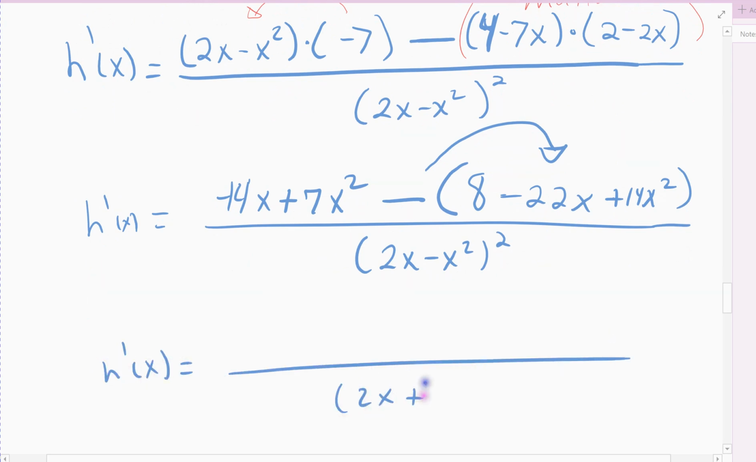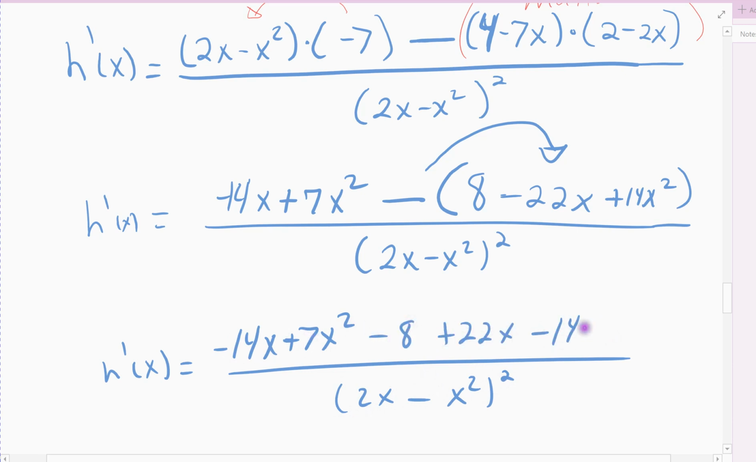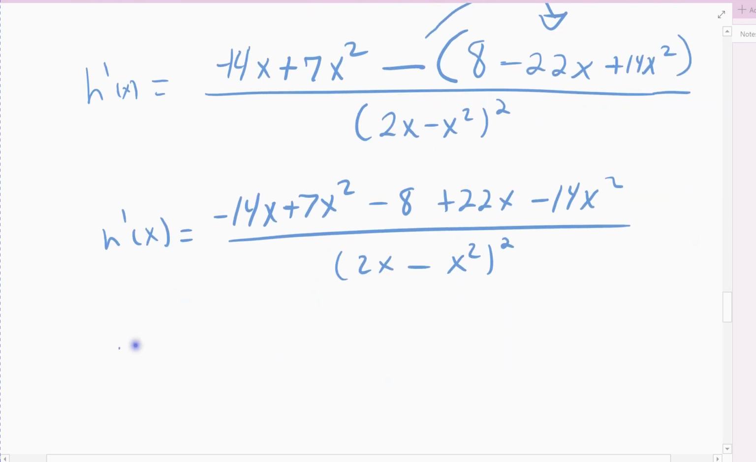Right, the bottom stays, don't lose it. Write it down correctly. So again, I'm going to write it down so we don't forget to do that. If you forget to do that, that's a false statement. We don't want false statements. Distribute my negatives, I get negative 8 plus 22x minus 14x squared. All right, collect my like terms.